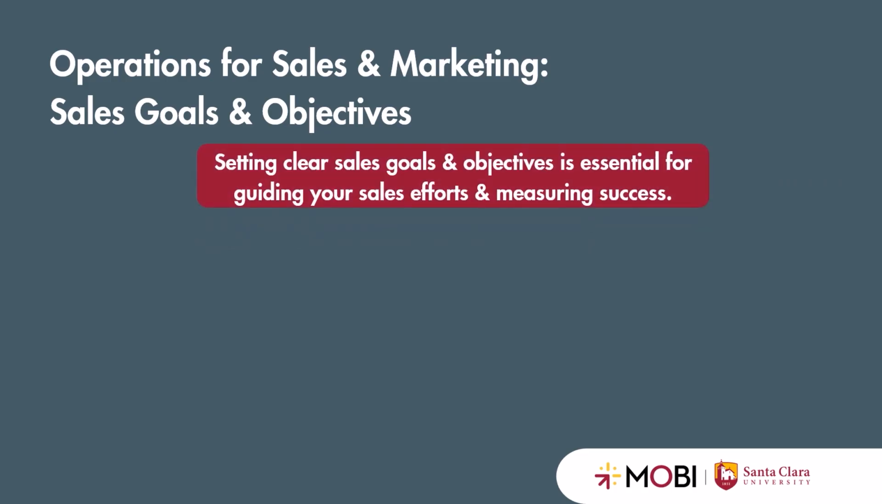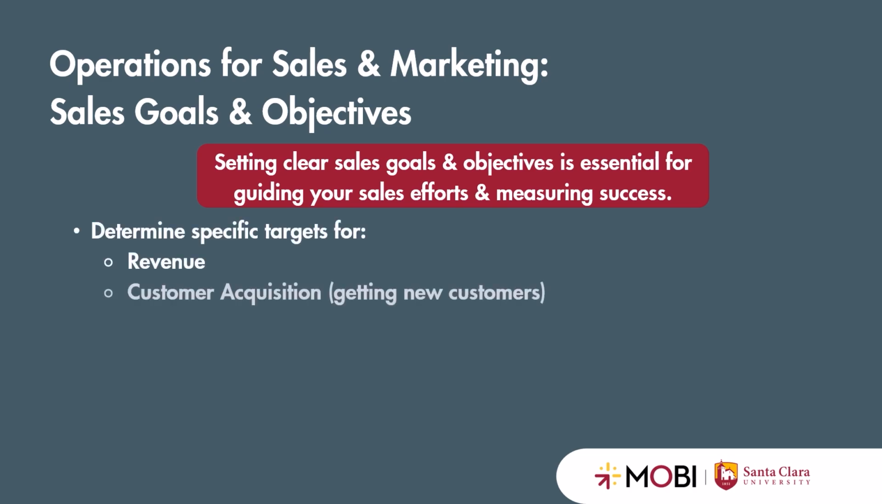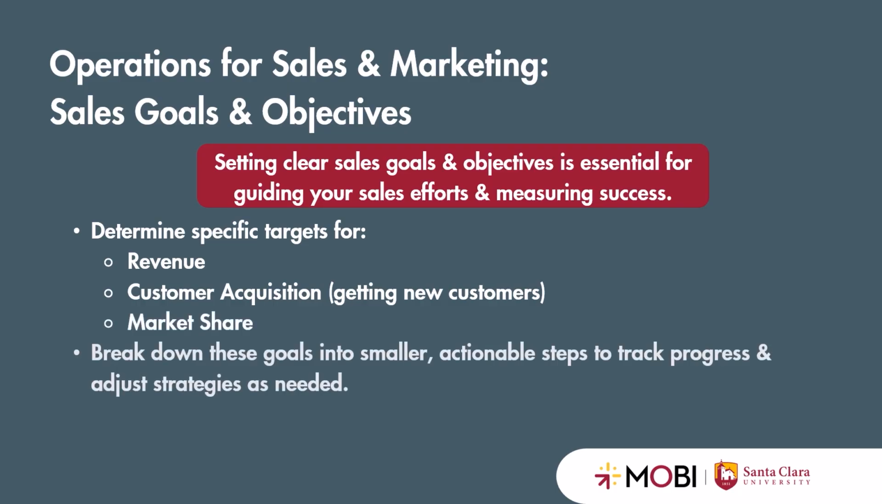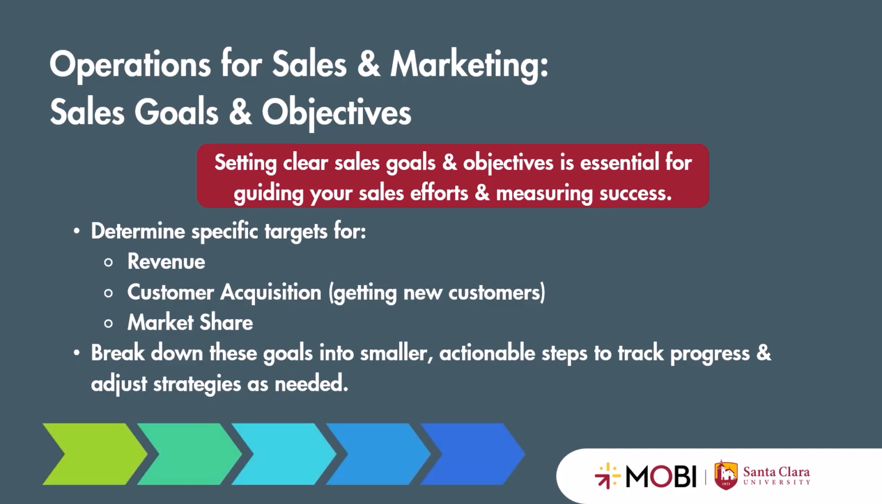Setting clear sales goals and objectives is essential for guiding your sales efforts and measuring success. Determine specific targets for revenue, customer acquisition, getting new customers, and market share. Break down these goals into smaller, actionable steps to track progress and adjust strategies as needed. In MOBI's selling session, we discussed the 5 steps of the sales process in greater detail. Find, learn, buy, use, and share.